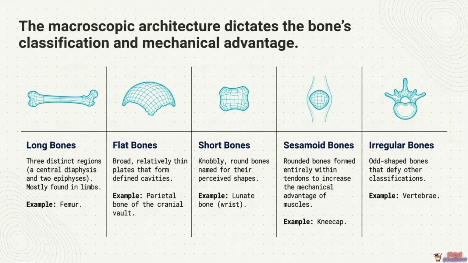Sesamoid bones are rounded bones that develop entirely within tendons, embedded in the fibrous tissue of muscle tendon units. Their purpose is to increase the mechanical advantage of the tendon, reducing friction and redirecting the line of force. The patella or kneecap is the largest sesamoid bone in the body. Irregular bones are those that defy the other four categories because of their complex three-dimensional geometry. The vertebrae and many of the facial bones are the clearest examples.